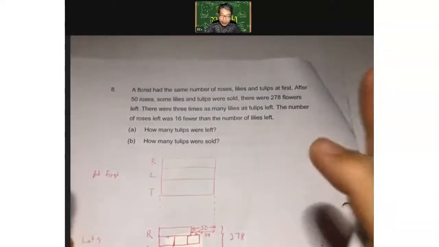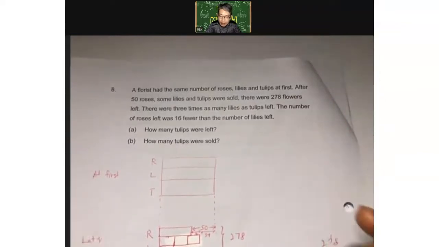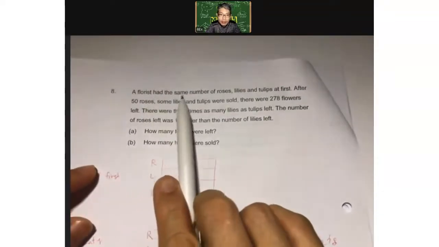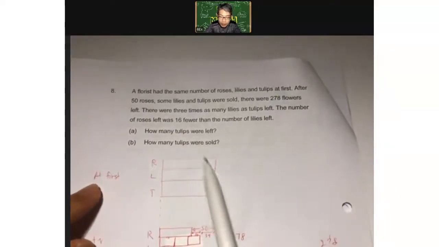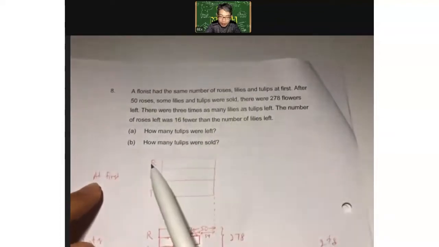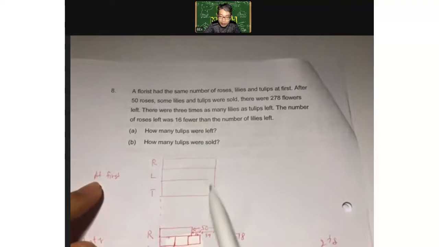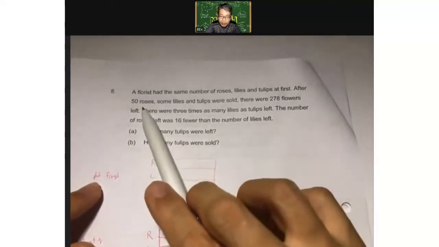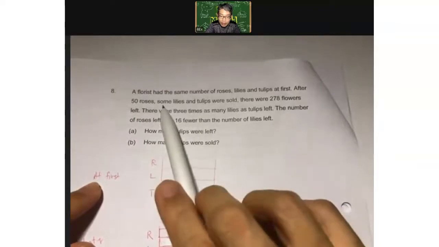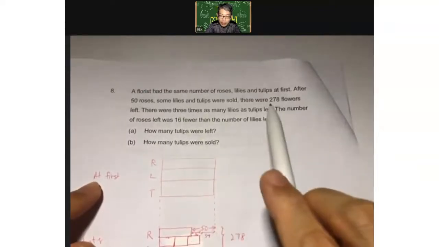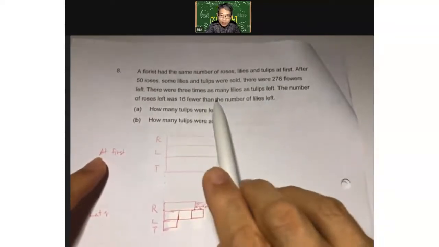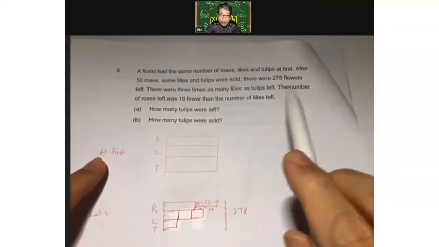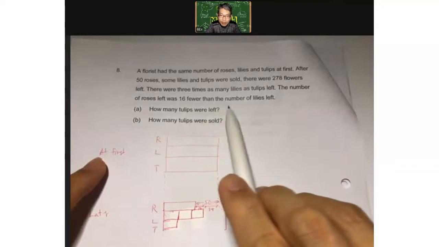Now, again, if there are many words, don't worry. Just understand line by line. Draw out the model line by line to help yourself understand. A florist had the same number of roses, lilies and tulips at first. So at first, I'm just using a picture to represent the first sentence. There was the same number of roses, lilies, and tulips. After 50 roses were sold, and after some lilies and tulips were sold, there were 278 flowers left. Of these, there were 3 times as many lilies as tulips left. The number of roses left was fewer than the number of lilies left.